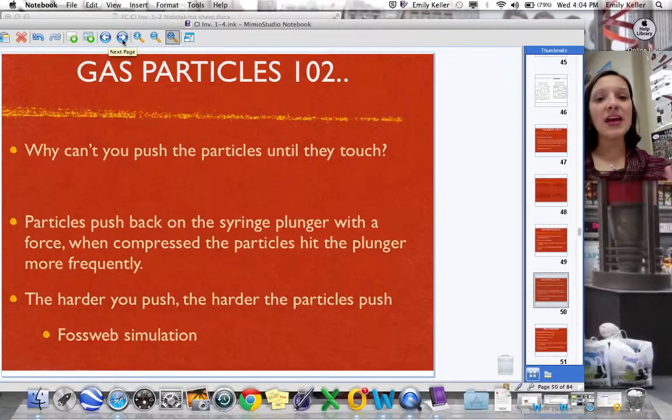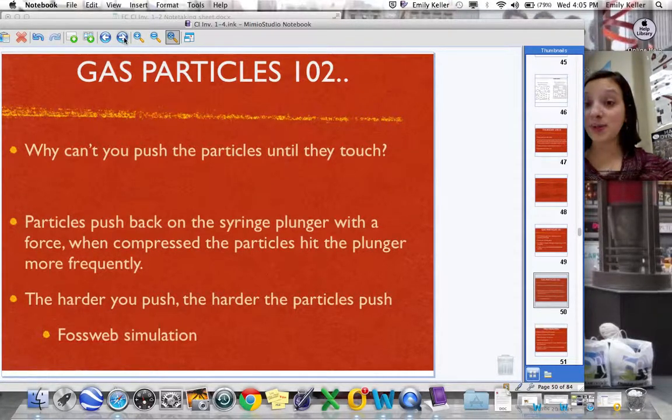So why can't you push the particles until they touch? If I have them trapped in a syringe, the reason that I cannot push the syringe all the way down is because those gas particles take up space, and they have spaces in between the particles. So if you want to try it out, there's a simulation on the FOSS-Web, which you know how to get to from the last video, or you can come into my classroom and I have a lot of syringes that you can feel around with.